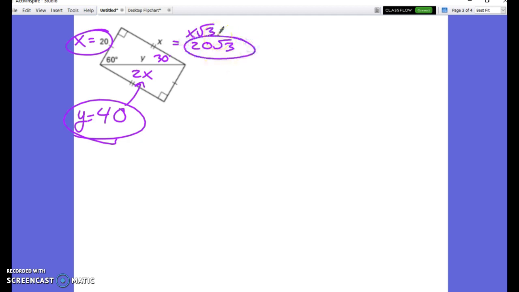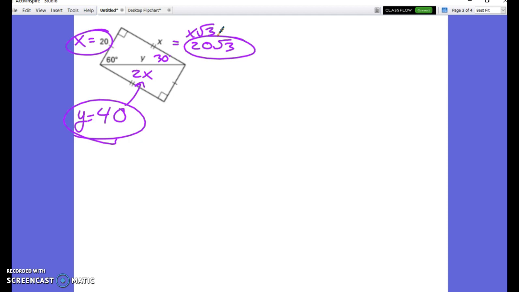You're just finding where it equals, so we know that x equals 20. You take that 20 and you plug it into what you wrote in. So 2 times 20, 40. 20 root 3, done. You'll get plenty more practice problems, I promise.